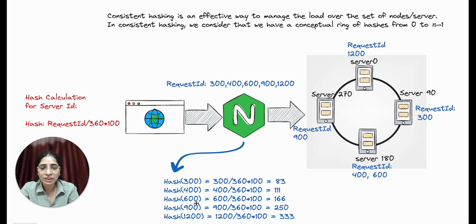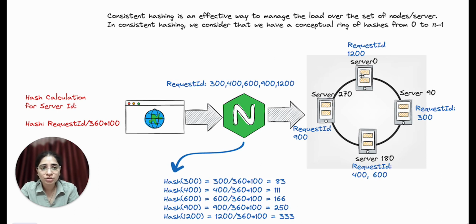And similarly for 600 it is 166. So 166 will be again somewhere here. It will again land onto server number 180. Then we have request ID 900, which is 250. So 250 will be here, and that will be going into server number 270. Similarly, the hash of 1200 is 333.